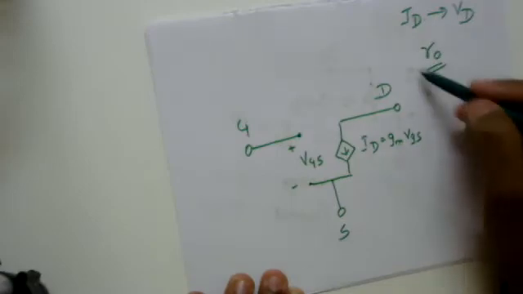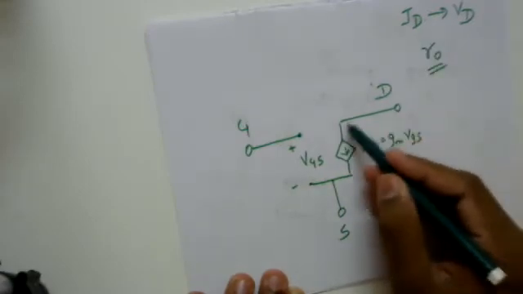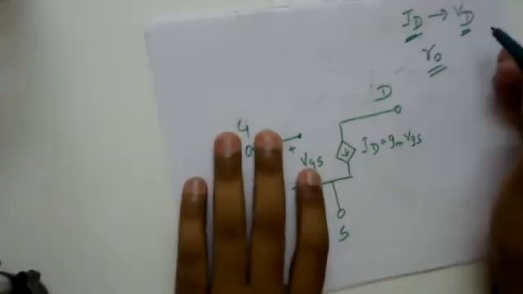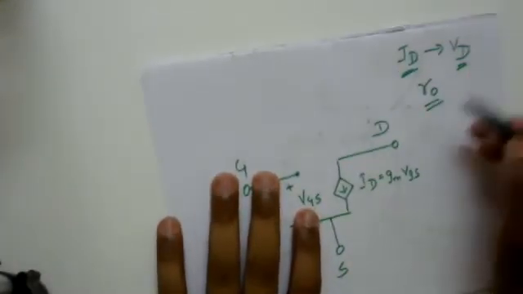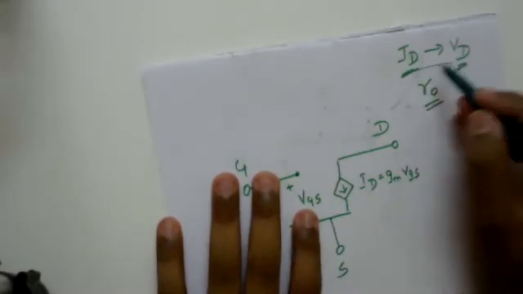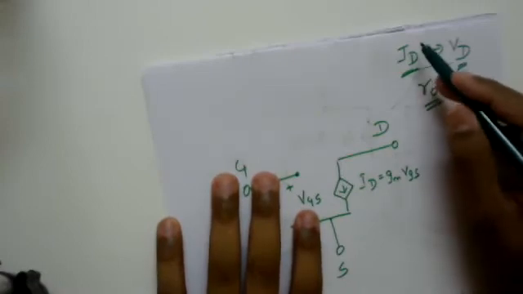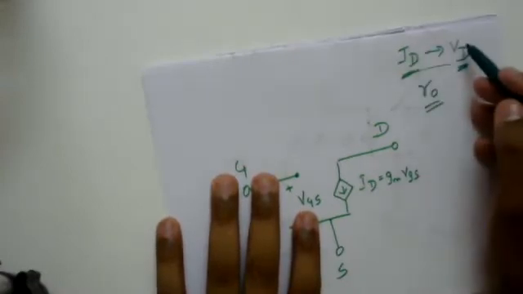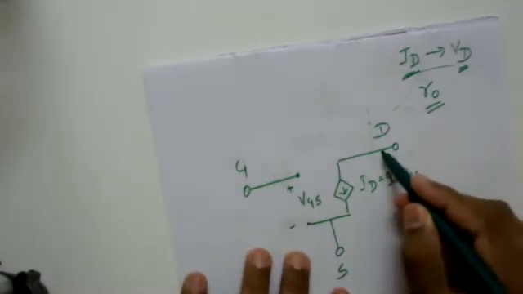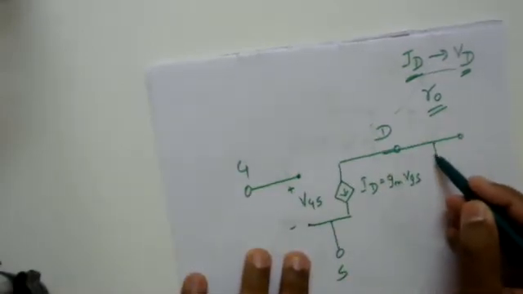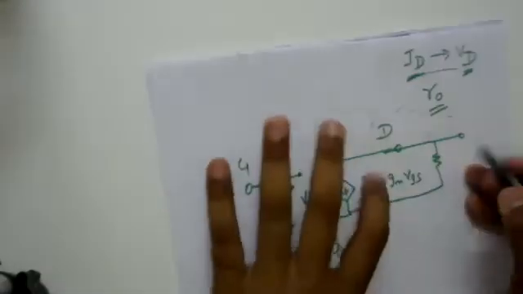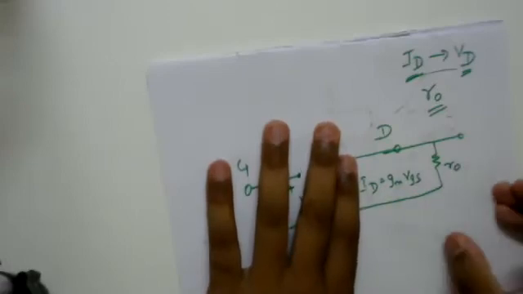Now, as I said, my drain current ID, which is going to flow in this direction, is somehow dependent on the drain voltage VD. So this is the resistance R0, which brings some correlation, or makes my ID dependent on VD. So that output resistance R0, I can just represent in parallel.